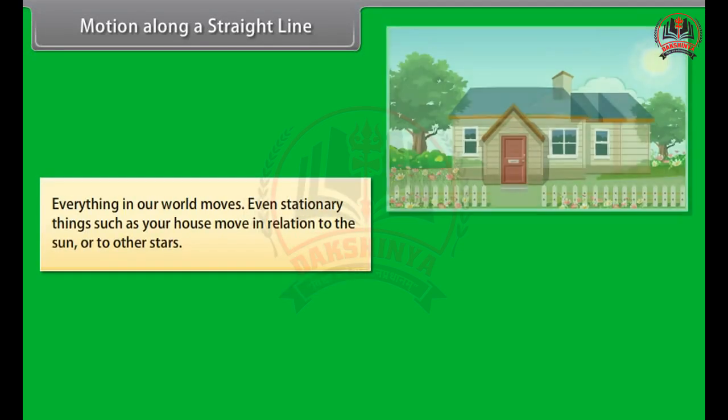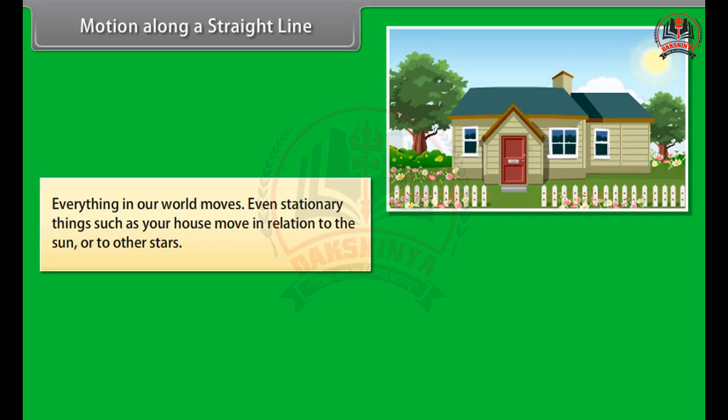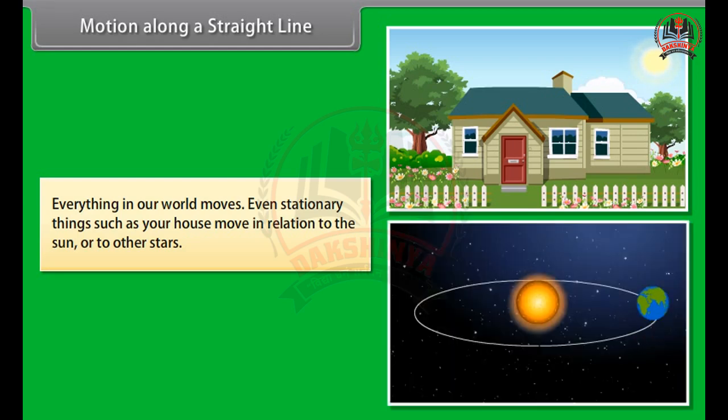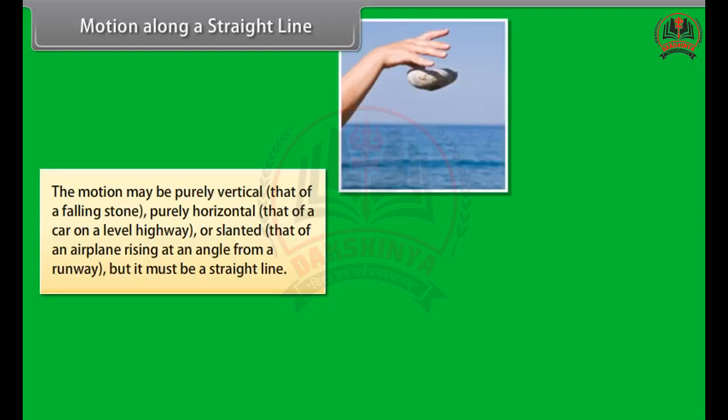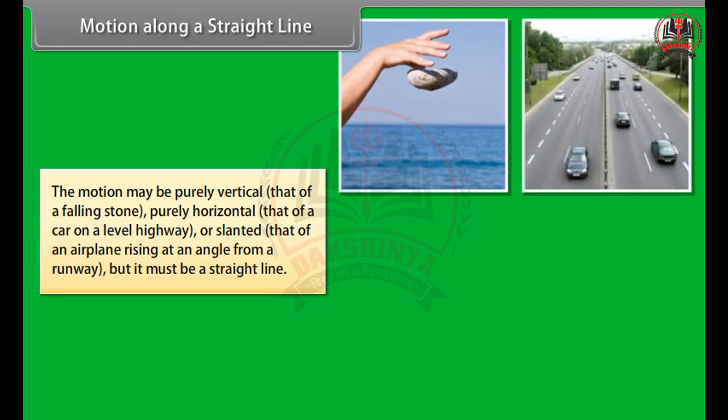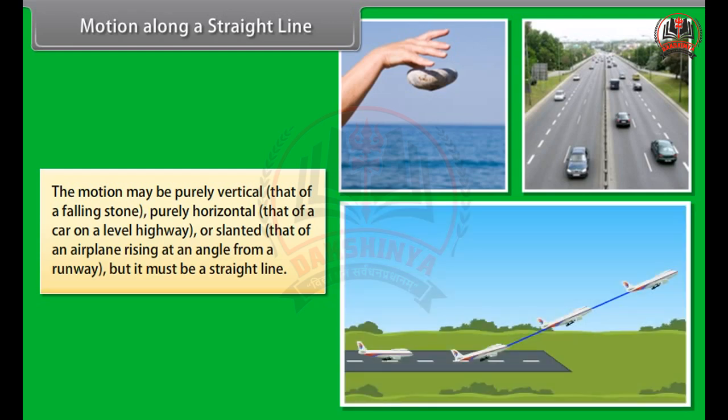Motion along a straight line. Everything in our world moves. Even stationary things such as your house move in relation to the Sun or to the other stars. The motion may be purely vertical, that of a falling stone, purely horizontal, that of a car on a level highway, or slanted, that of an airplane rising at an angle from a runway, but it must be a straight line.